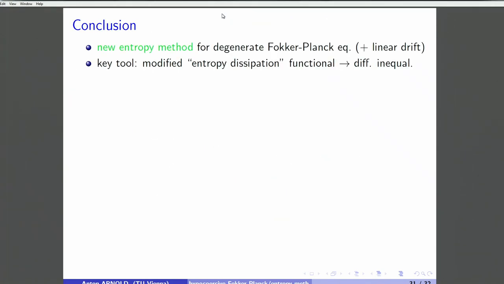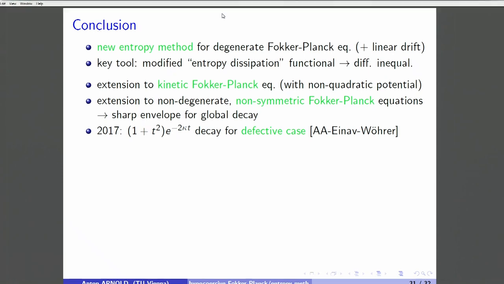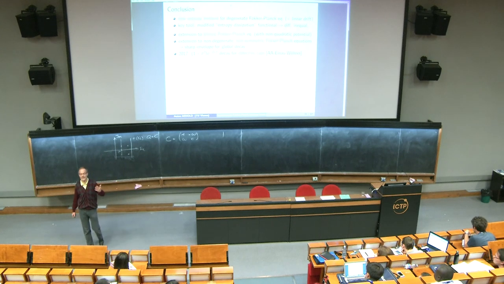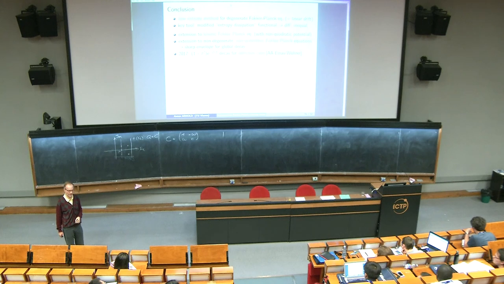Let me just summarize. I've shown you a modified entropy method for degenerate Fokker-Planck equations. First, with only linear drift terms. The key tool was to modify the entropy dissipation functional. Then I've shown you how to extend that to a kinetic Fokker-Planck equation where your potential is not necessarily quadratic. And what we can learn from that story also for non-symmetric Fokker-Planck equations. And then let me just point out, for the case where eigenvalues are defective, I've given you decay estimates where you lose an epsilon in the decay rate.